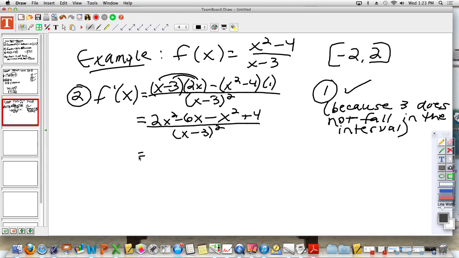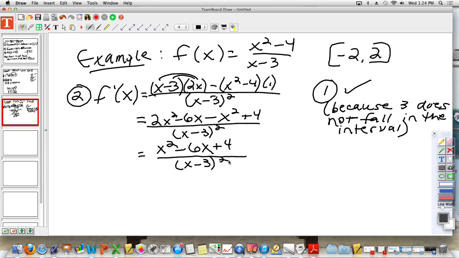Alright, which is equal to 2x squared minus x squared is 1x squared minus 6x plus 4 divided by x minus 3 squared. Okay, so are there any issues here in the derivative? Are there any holes? Okay, there is one. What could I put in here that would make this not be derivable over our interval? 3. But again, the 3 does not fall in the interval, so we don't need to worry about it.